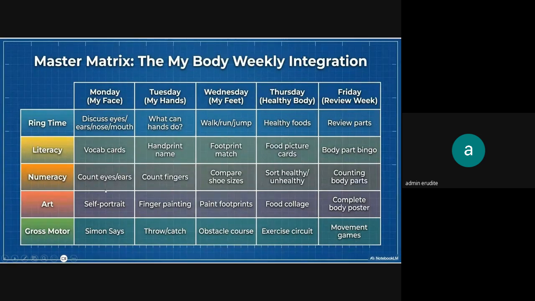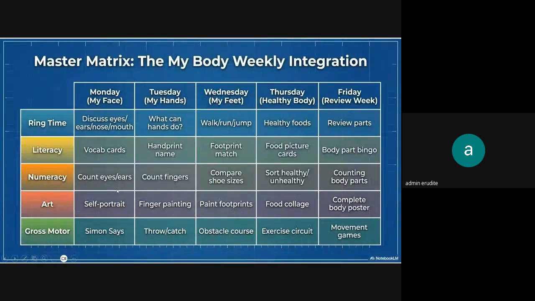With numeracy, we can count the eyes, the ears, the fingers, our friends' fingers. We can even look at our friends' ears and say, okay, I've got 4 friends in front. Quickly come and count all of the ears and see how many ears I've got together. It does not always need to be focused on your theme. Your literacy, numeracy, and gross motor skills do not always need to be theme focused. That is a very important point that I want to make.